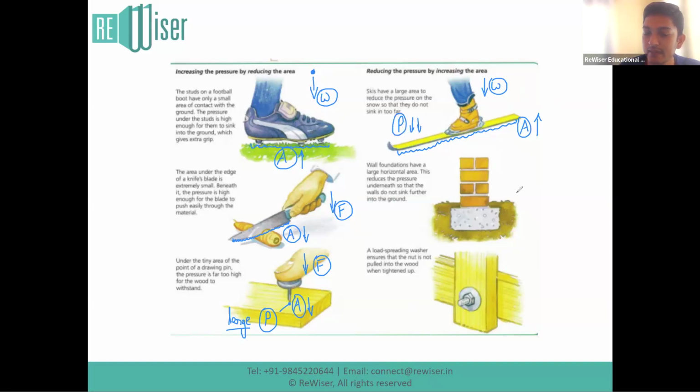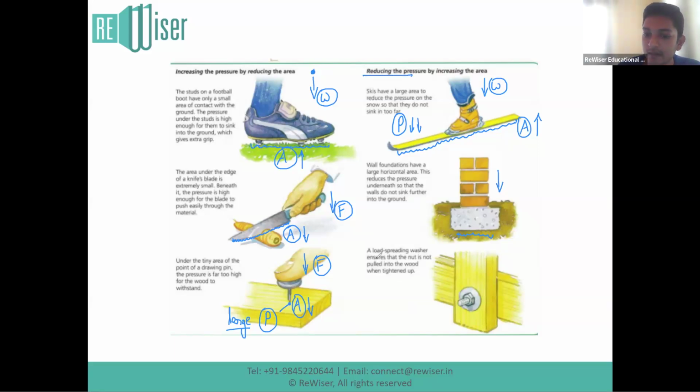The same can also be seen in the foundations that are laid for any constructed building. The area is increased so that the pressure that the walls or the bricks are able to withstand is very high. The pressure they're able to withstand is very high, while the pressure applied is very low. That's the concept here, because you're reducing pressure.